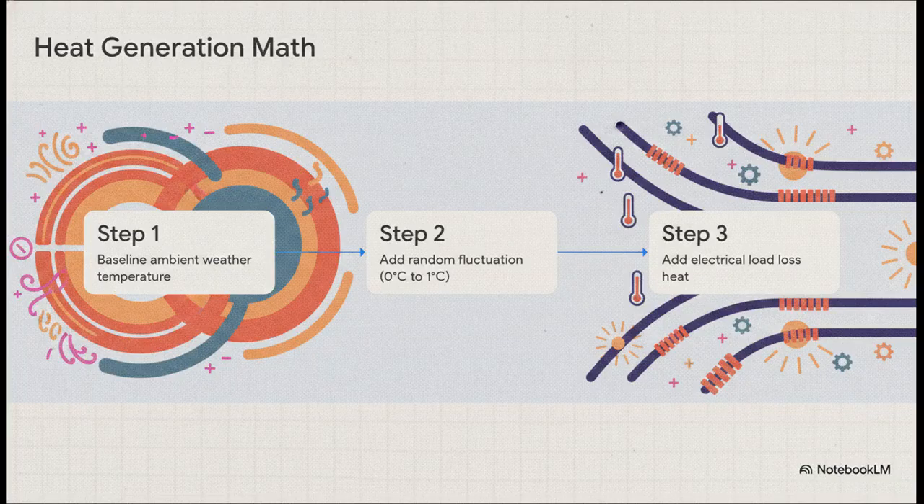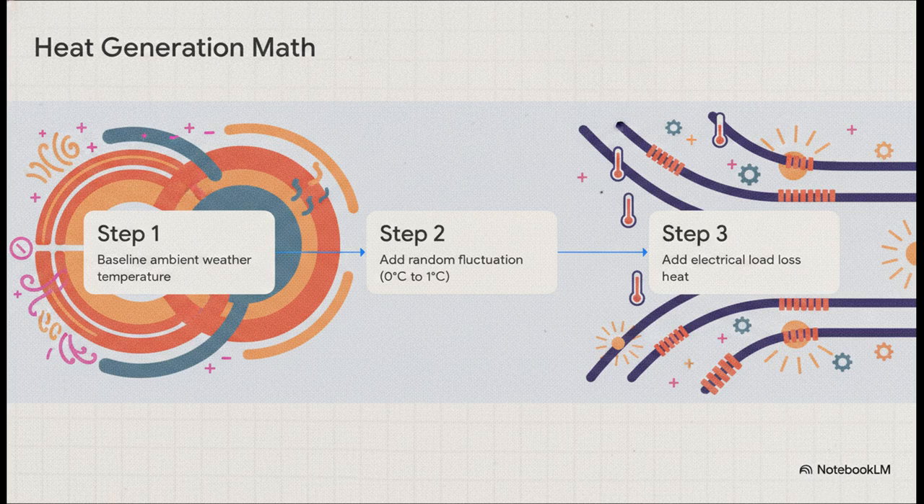Now, you might be wondering, how do we actually fake that physical heat so convincingly? Well, the algorithmic formula doing the heavy lifting here is elegant. First, it grabs a baseline, the real-time ambient weather. Then, it throws in a tiny random environmental fluctuation, maybe 0 to 1 degree Celsius, just to give it that messy, real-world feel. But Step 3 is the absolute crucial part for us grid engineers.